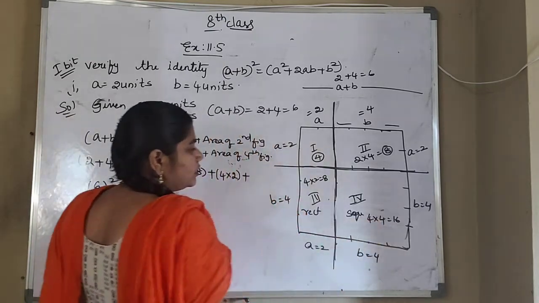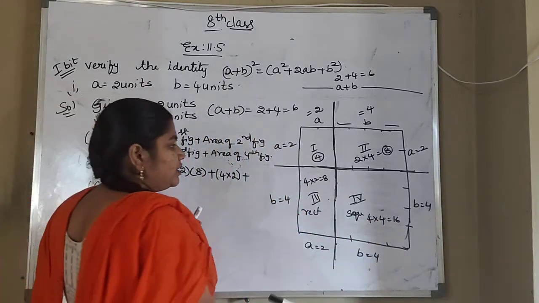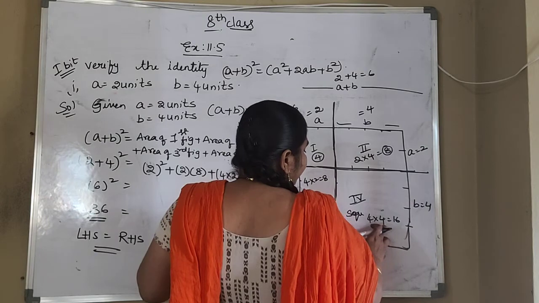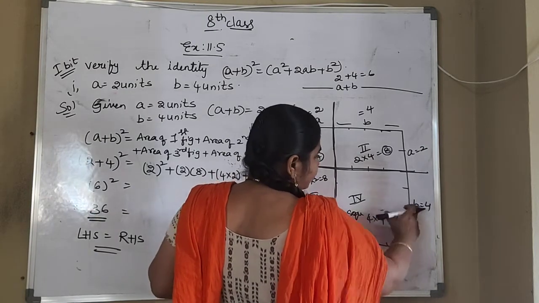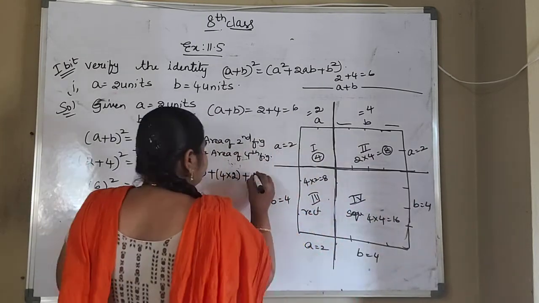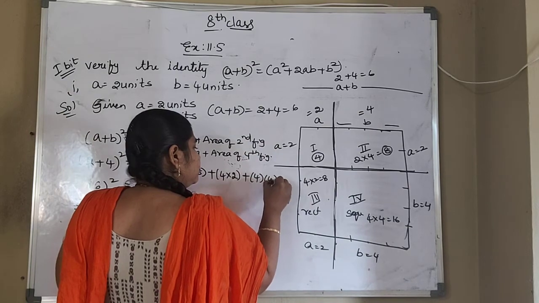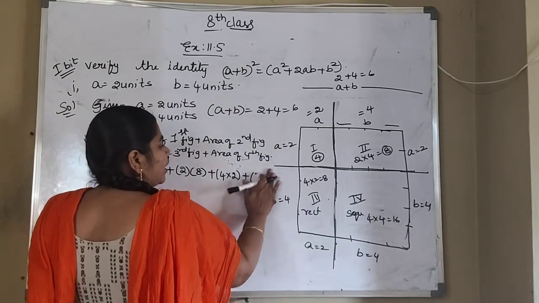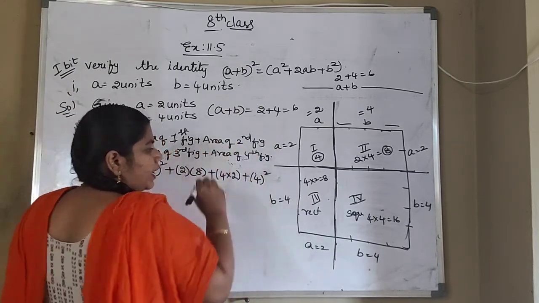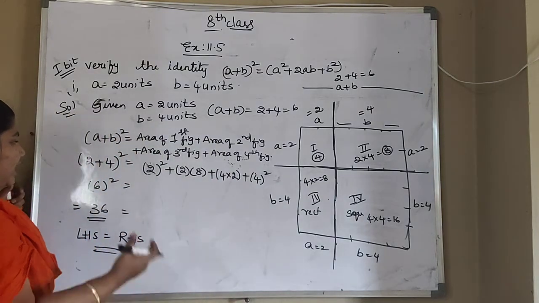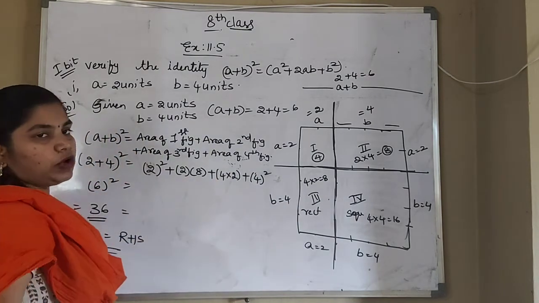Area of a fourth figure is what here? Square. So what is the area of a square formula? That is S into S, that is side into side. 4 into 4. Or directly you can write as 4 square. Now you prove whether LHS part and RHS parts will be equal or not.